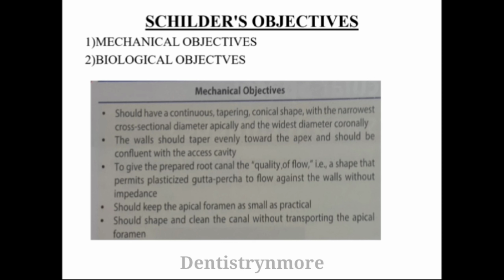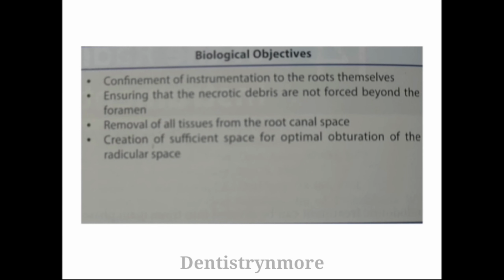It should keep the apical foramen as small as possible, and it should shape and clean the canal without transporting the apical foramen. Next are the biological objectives: confinement of instrumentation to the roots themselves, ensuring that necrotic debris is not forced beyond the foramen, and removal of all the tissues from the root canal space. The last one is creation of significant space for optimal obturation of the radicular space.